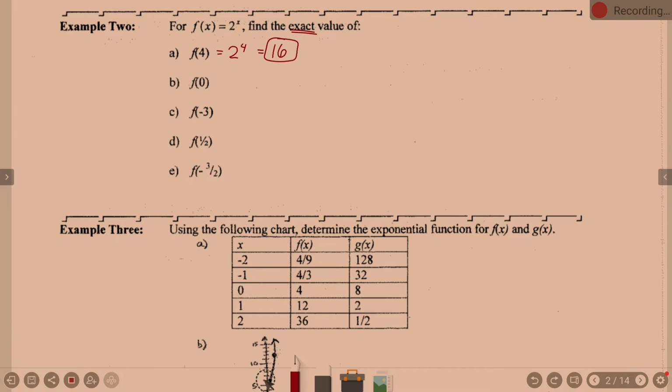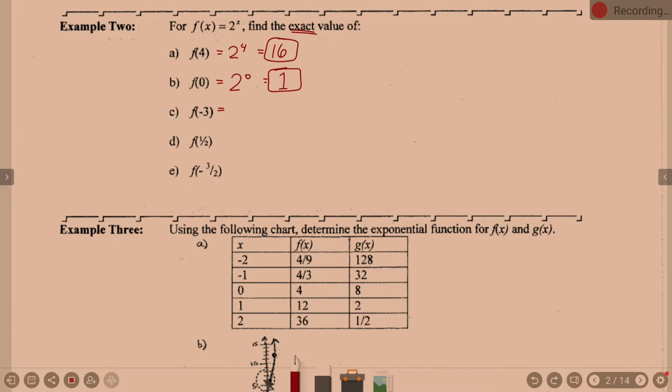B. F of 0 means I'm going to do what? Place 0 everywhere. 2 to the 0. Isn't that just 1? This is a rule you're expected to know at this level. Anything raised to the 0th power is 1. To the nth power. Okay, C.